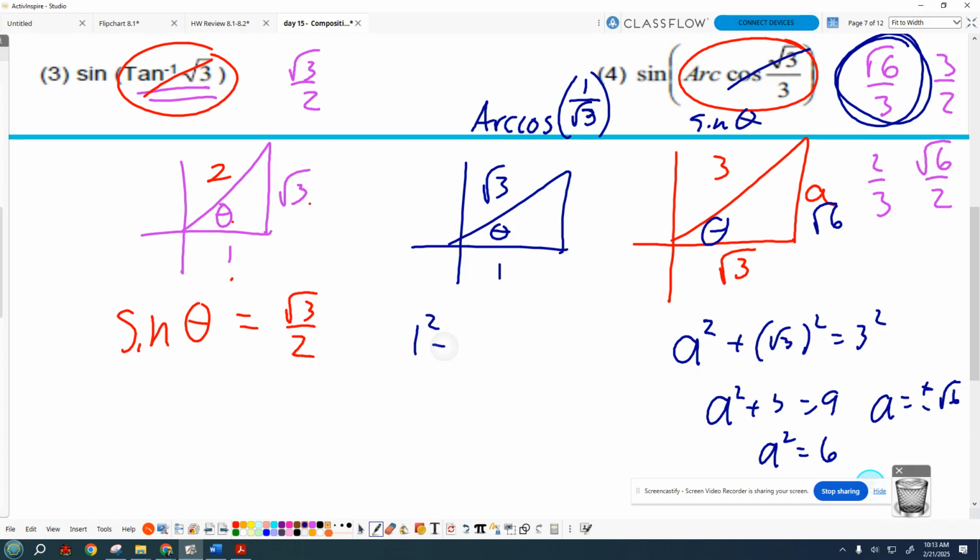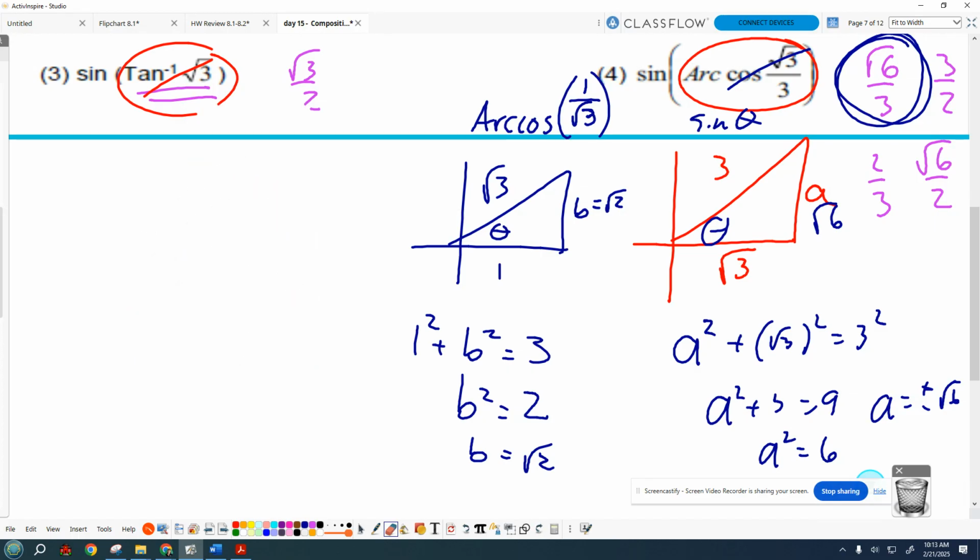So 1 squared plus b squared equals the square root of 3 squared. Square root of 3 squared is 3. B squared equals 2. So we get sine is root 2 over root 3. Sorry, I feel like that would make more sense than the square root of 6.